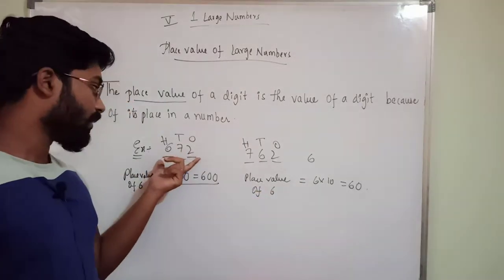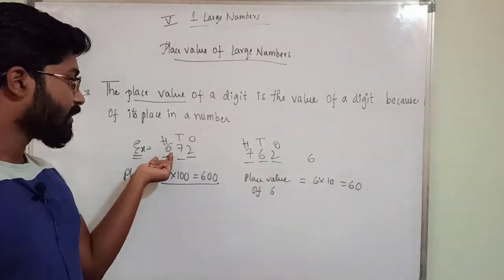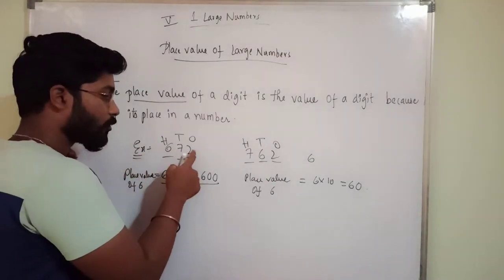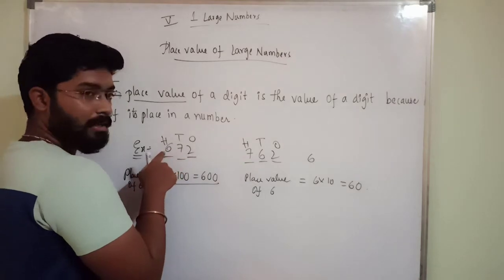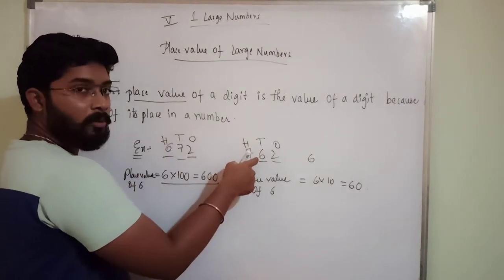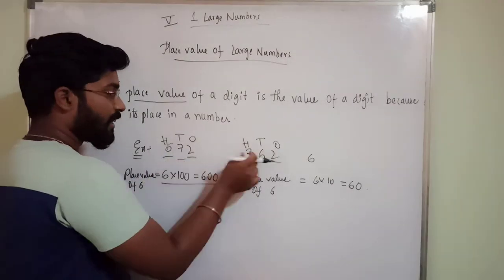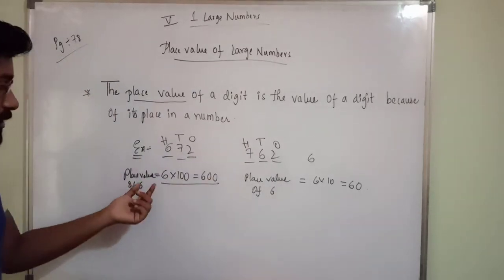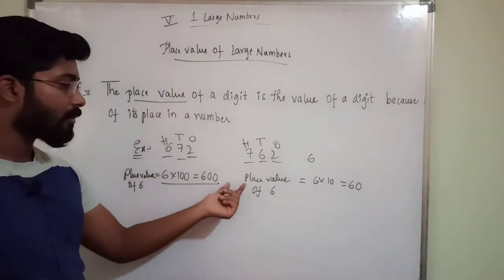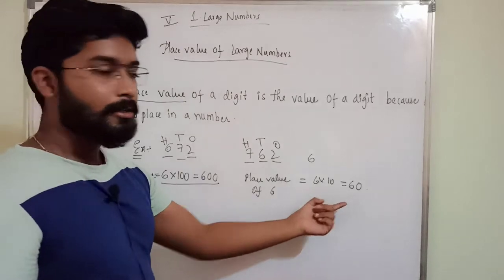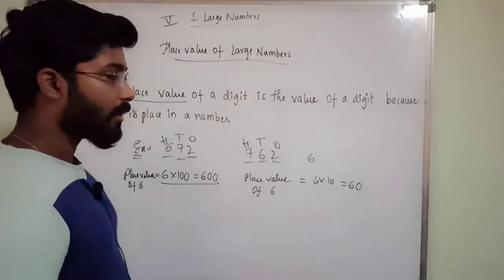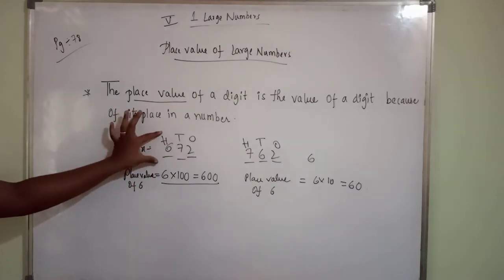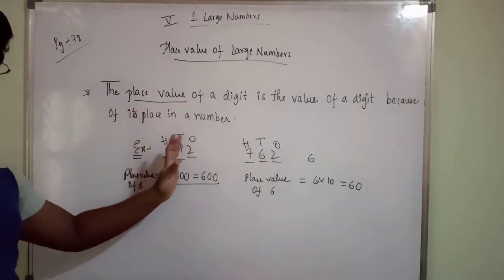So in the number, if the place is changing, so here first 672 is there. Afterwards I have changed the place of 6. Here it is in hundreds place. Here it came to tens place. So if the place is changing, the place value is also changing. Here the place value is 600. Here the place value is 60. So 660. Okay. So the place value is also changing according to the place.